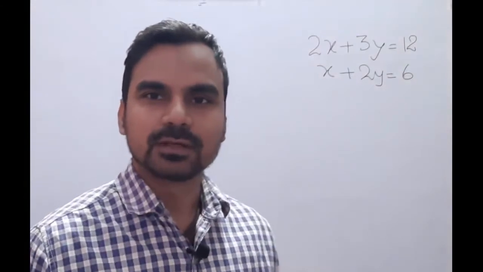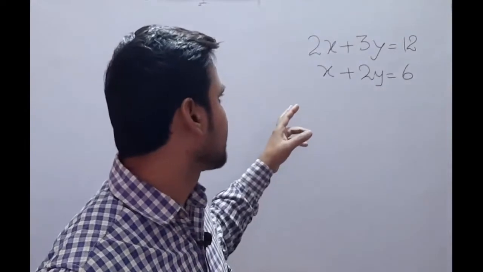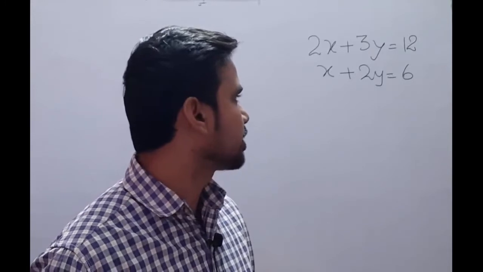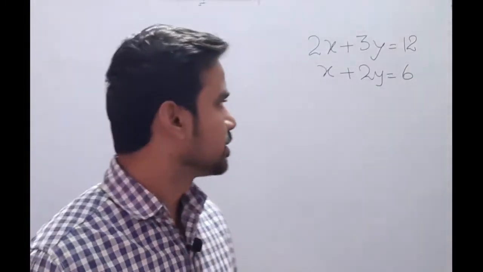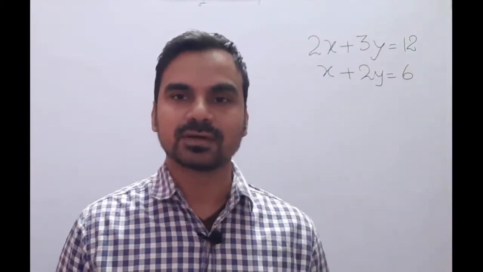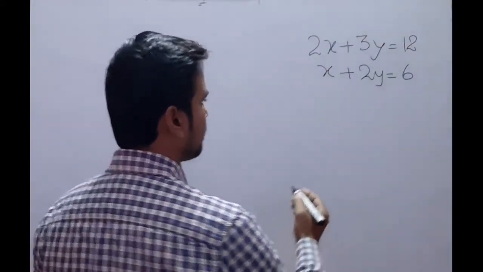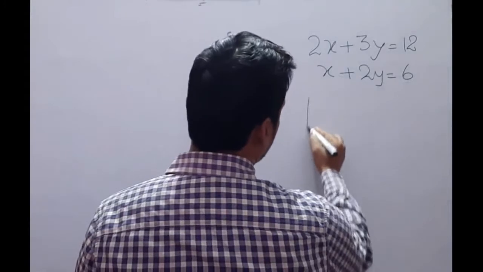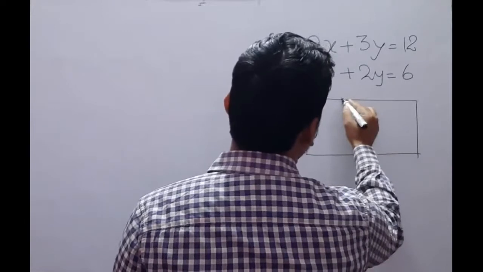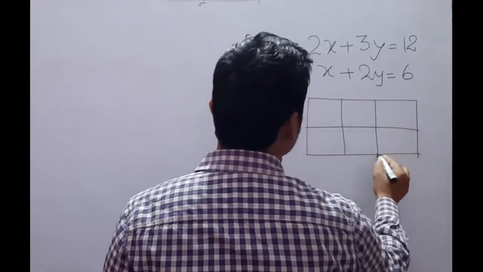So students, for the graphical method, we consider two equations. As you can see, we have taken the first equation as 2x plus 3y equals 12, and the second equation is x plus 2y equals 6. So you all know that to solve these equations, we first form a table in which we take different values of x and find the value of y accordingly. So here we also make a table and we take at least two values of x.